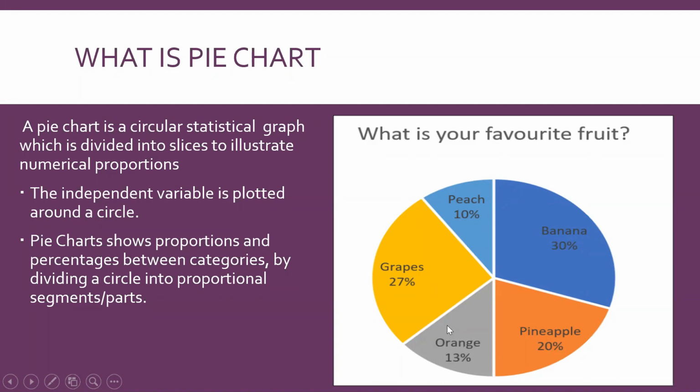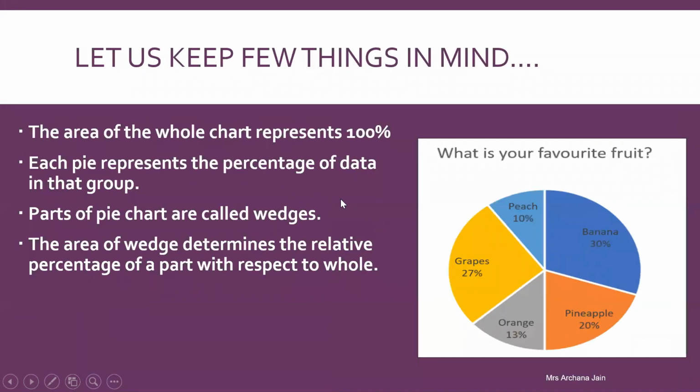A pie chart shows proportions and percentages between categories by dividing a circle into proportional segments or parts. So let us keep a few things in mind: the area of the whole chart represents 100%. This is a 100% area. If you add the percentages of all the parts, it will make 100%. So a pie chart always denotes the 100% area, and each proportion is a part of that 100%.